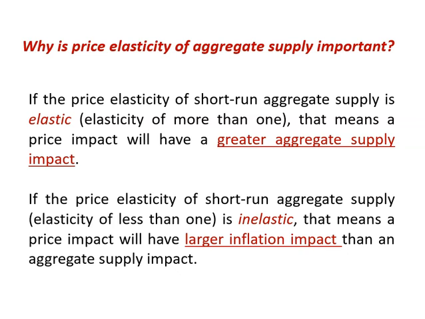Why is the price elasticity of aggregate supply important? If the price elasticity of short-run aggregate supply is elastic, that is elasticity of more than 1, that means a price impact will have a greater aggregate supply impact. If the price elasticity of short-run aggregate supply, that is elasticity of less than 1, is inelastic, that means a price impact will have a larger inflation impact than an aggregate supply impact. Now, we are starting to see that the elasticity of aggregate demand and short-run aggregate supply have implications for inflation.